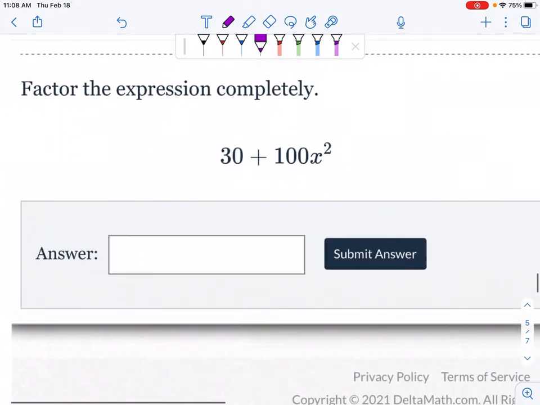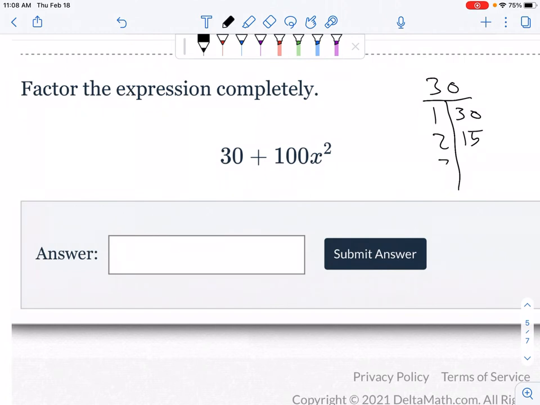So again, let's try this one. We're looking at 30 is smaller than 100, so I'm going to take my factors of 30, which I already listed in the last problem. 1 times 30, 2 times 15, 3 times 10, 5 times 6. And I'm seeing what's the largest one of these that will fit into 100. So does 30 go into 100 evenly? 100 divided by 30 does not work. It gives me a decimal. 100 divided by 15 also gives me a decimal. 100 divided by 10 works.